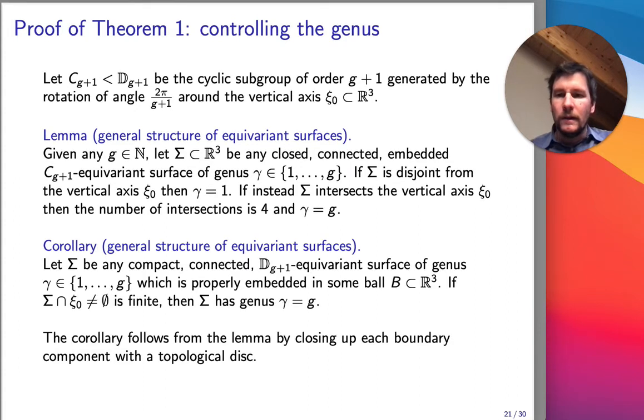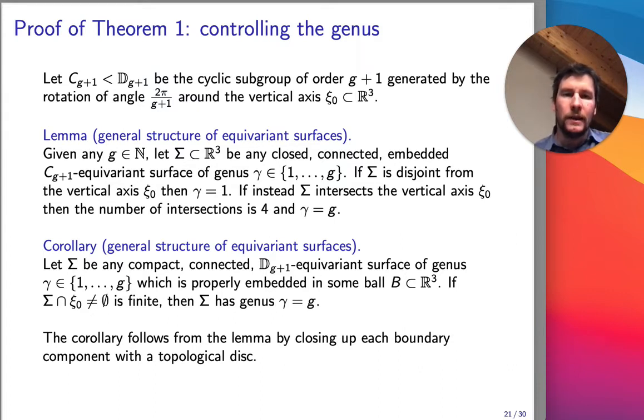Good. So a direct corollary from this, or almost direct corollary, is that if we now have some compact connected dihedral group equivariant surface of genus between 1 and g, which is properly embedded in some ball, then either there's no intersections with the vertical axis, or if there are some intersections with the vertical axis, then the genus is exactly g. Okay?